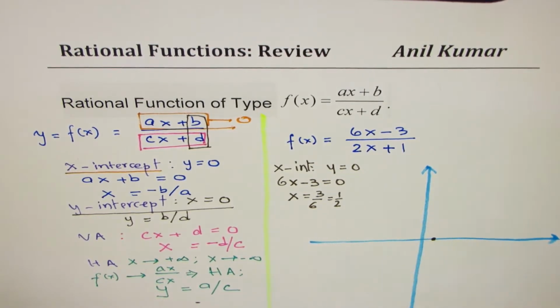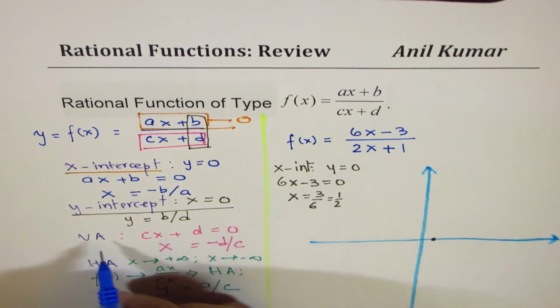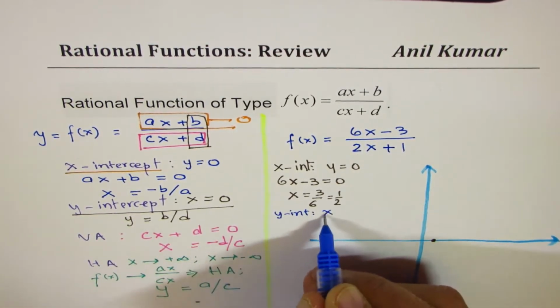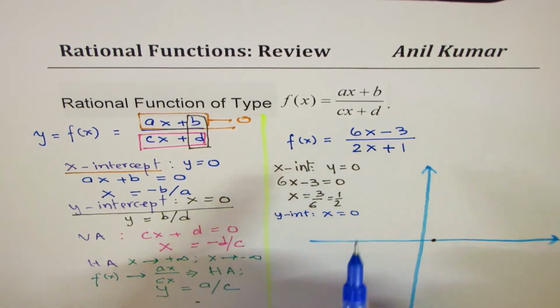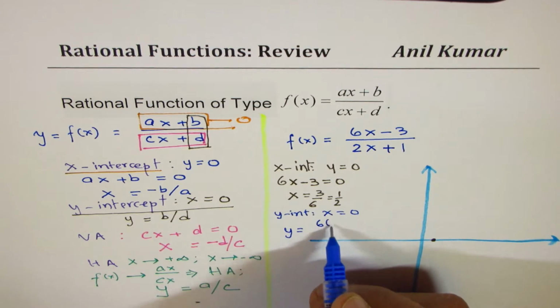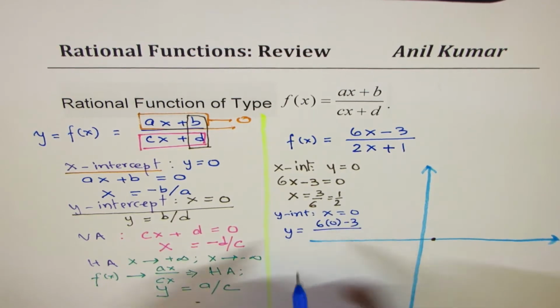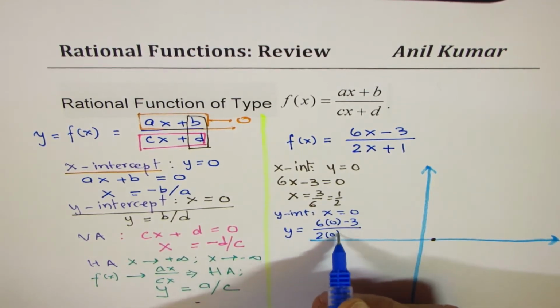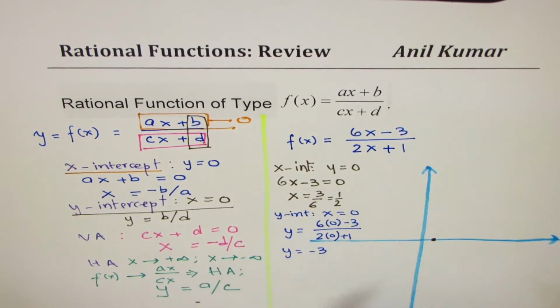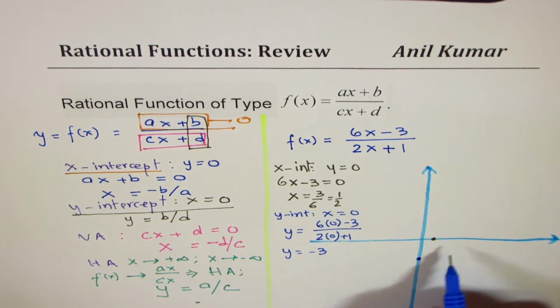Now, let's find what the y-intercept is. The y-intercept is when x equals 0. So in that case, y is equal to 6 times 0 minus 3 divided by 2 times 0 plus 1. And clearly, y equals minus 3 becomes the y-intercept. So let's say some point here. These are randomly picked.